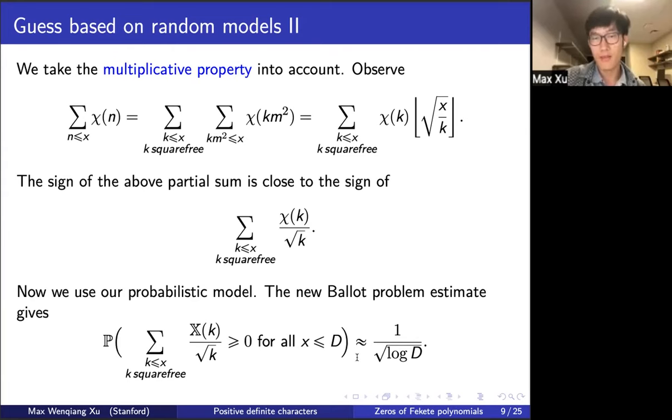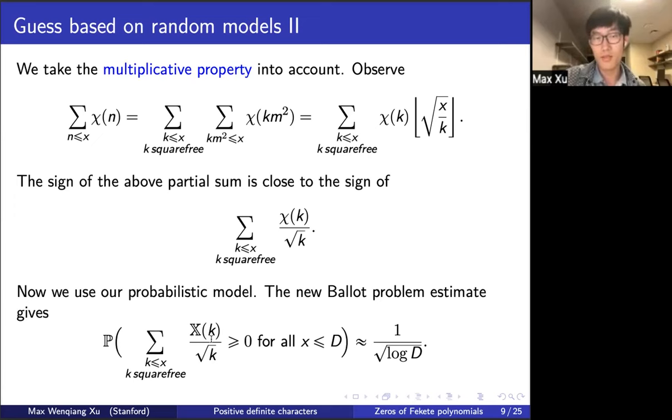And then at this stage, we forget about the multiplicative property here. So basically we assume it's independent, but at least now we take the weights into account. And then this one, you can compute the variance.